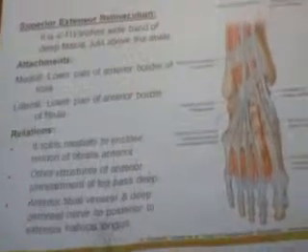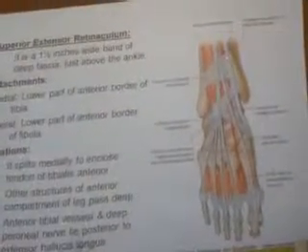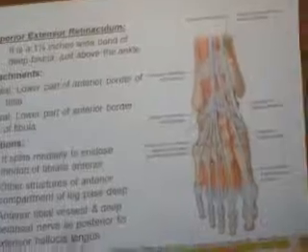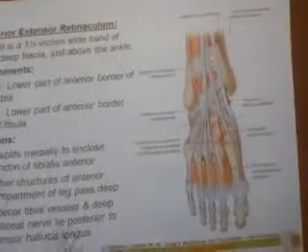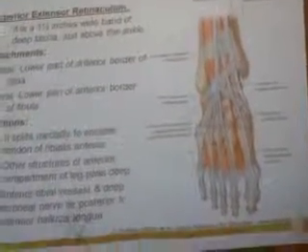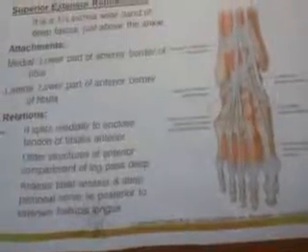All the structures will be deep to it, except the tibialis anterior, which splits this retinaculum and passes through it. All other structures, the anterior tibial artery, the deep peroneal nerve, all will pass deep to it. So that is the relation of this.